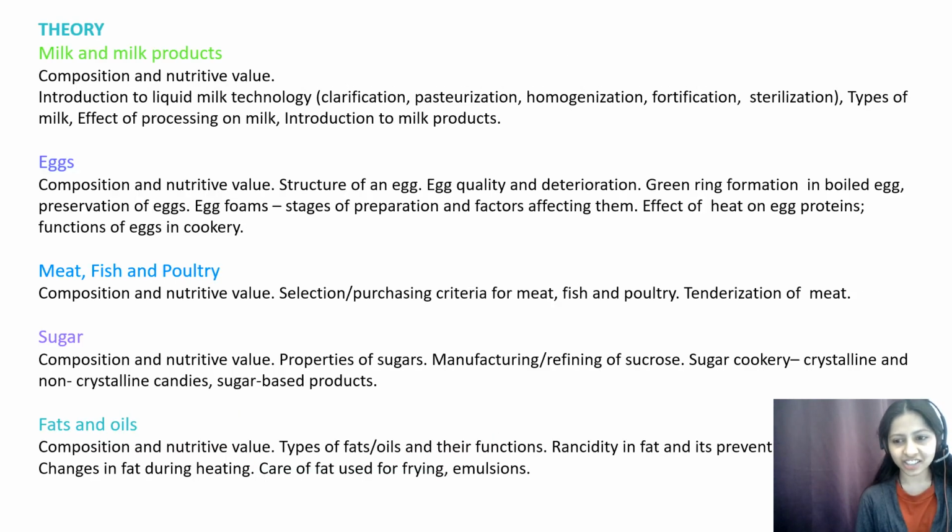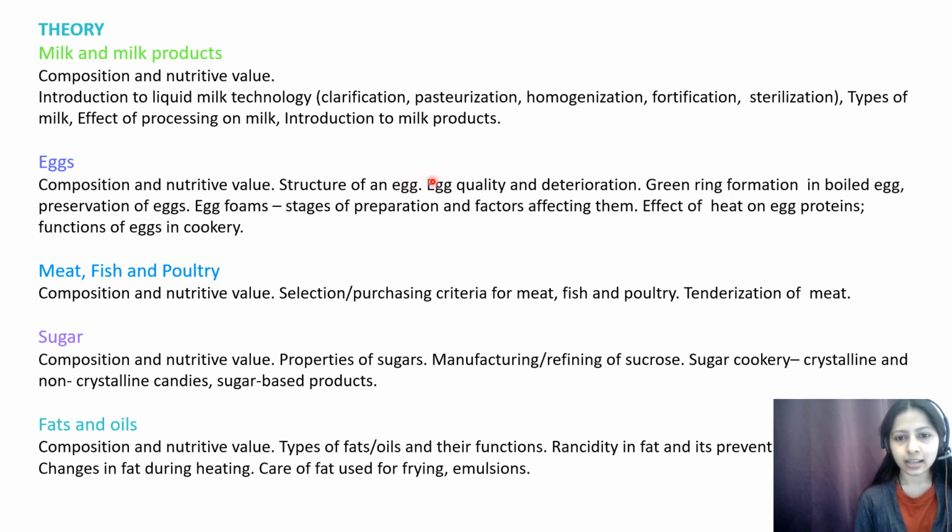Next, the theoretical parts. In this, milk and milk products, eggs, meat, fish, poultry, sugar and fats and oils. In all of this, their nutritive values and composition are important. Along with this, in milk, try to cover clarification, pasteurization, homogenization, fortification and sterilization. Introduction to milk products, effects of processing on milk.